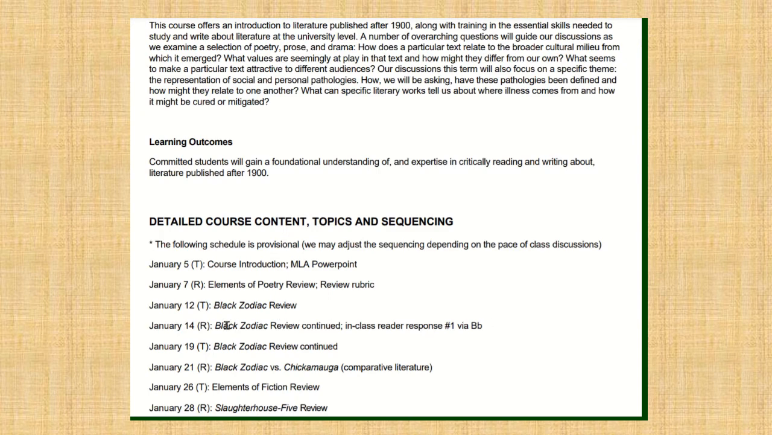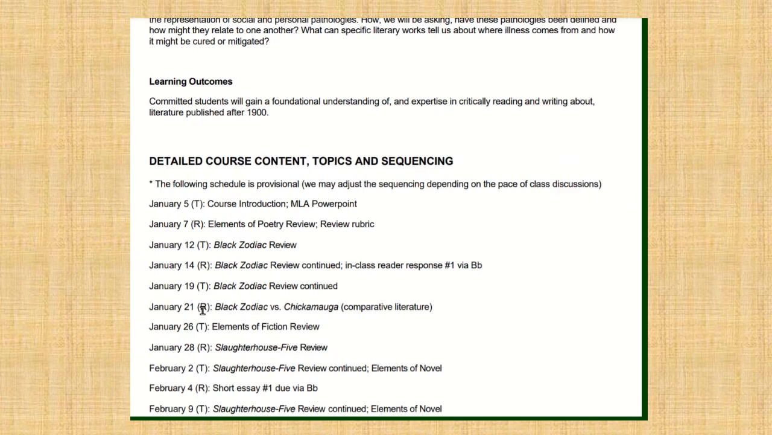It'll be about the text that we're reading for that month, which in this case will be Black Zodiac, the collection of poetry by Charles Wright. And then it continues the review, the lectures on Black Zodiac, just so we can get through the whole collection.